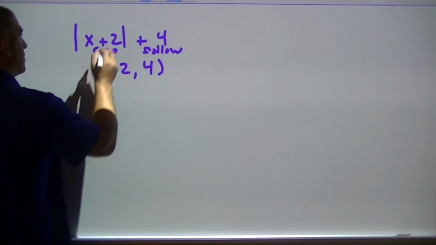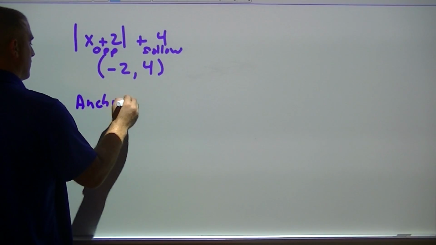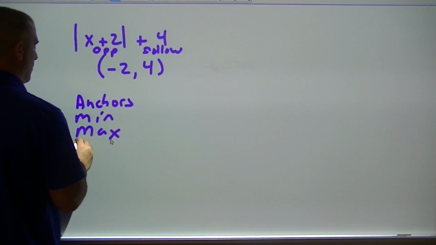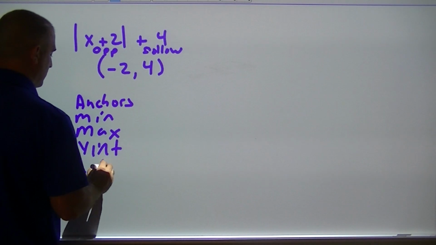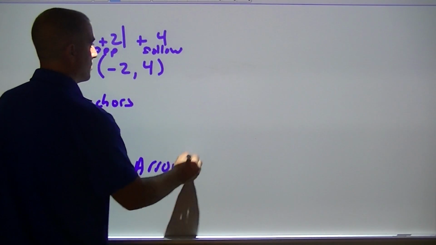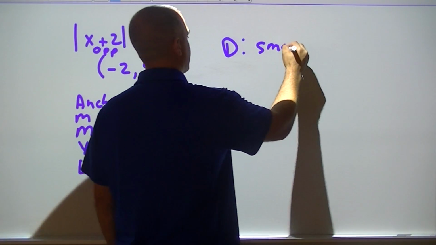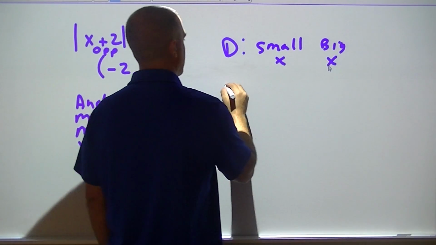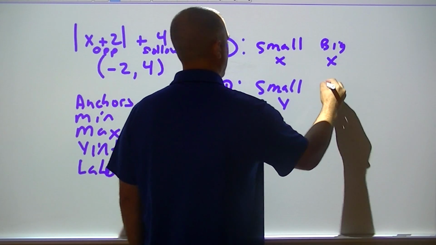When you graph, do anchors, mins, max, y-intercept. Label your arrows. When you're doing domain, small x, big x. When you do range, small y, big y.